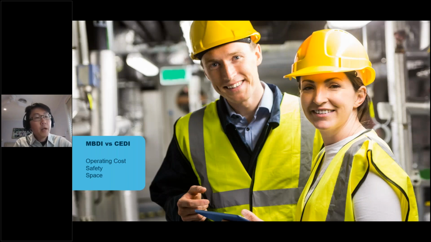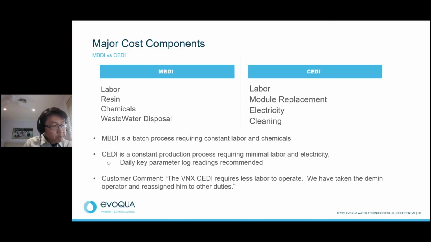Now we compare the cost of a mixed bed DI and the CDI module. The major cost for the mixed bed DI is labor, resins, chemicals, and also wastewater disposal. Whereas for the CDI components, it's labor and module replacement after a few years. It could be after 3 to 4 years. And then there is also power, and some CIP cleaning.